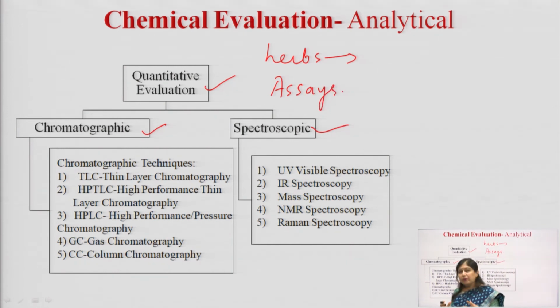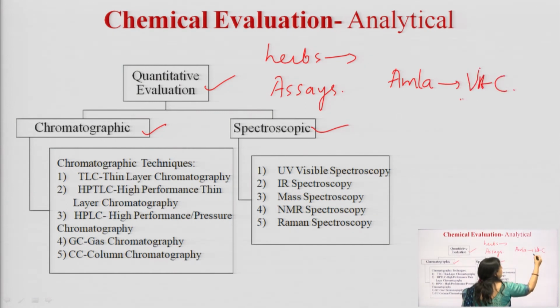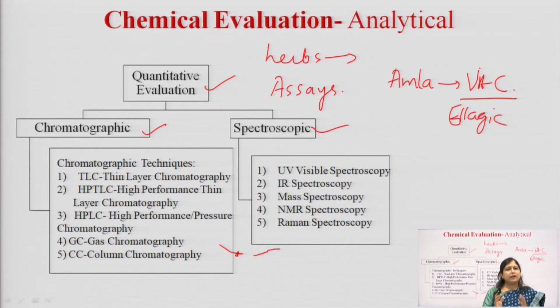Now, if we talk about any drug, it is a mixture of so many things. So, our first step should be to identify the marker compound. For example, if I take Amla, we know Amla is rich in vitamin C. So, we will consider vitamin C as our main standard. We can also use ellagic acid, which is again present in our Amla. So, we can either use ellagic acid or vitamin C as a chemical marker, and using that chemical marker we can determine what quality of drug we are having.